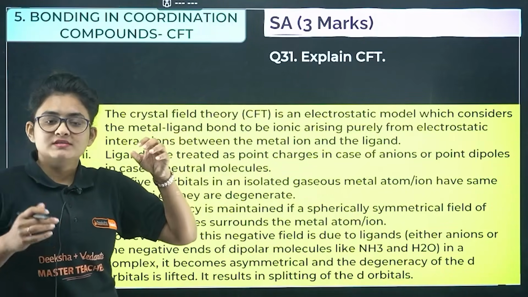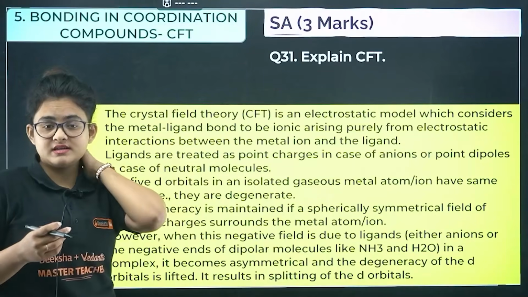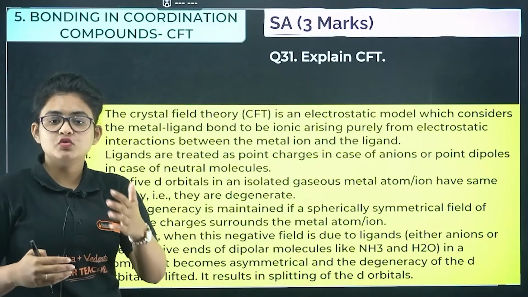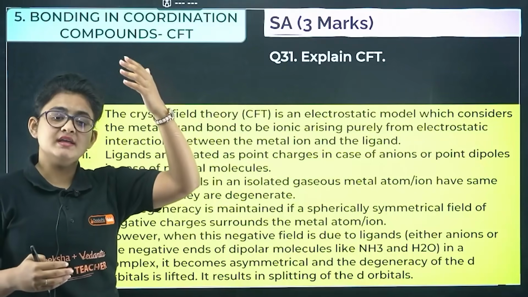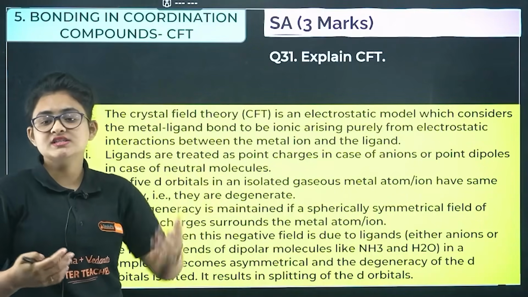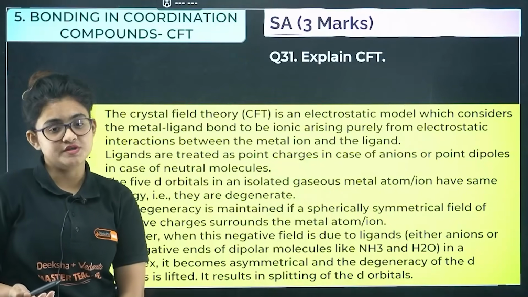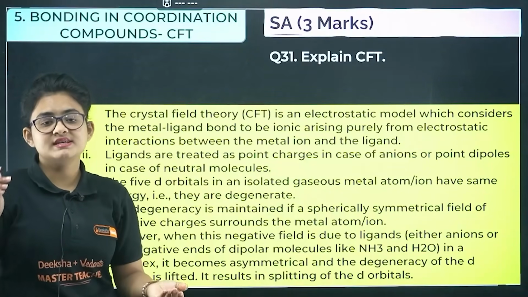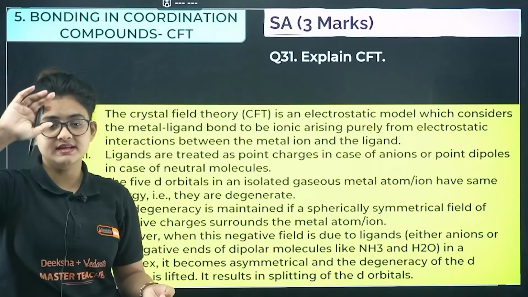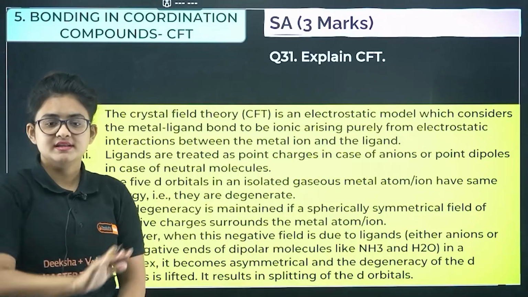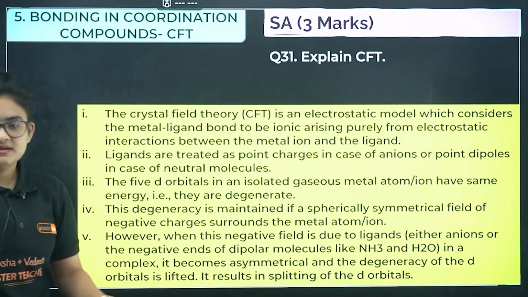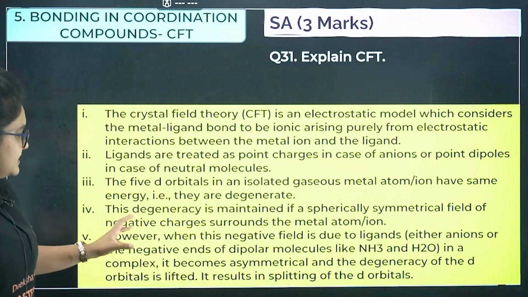Three orbitals get minimum repulsion, so their energy becomes lower, and two orbitals have higher energy, that is Eg. The orbitals with lower energy are together called T2g. T2g are basically dxy, dyz, dzx, and Eg are basically dx square minus y square and dz square. That's it. I guess it's clear.